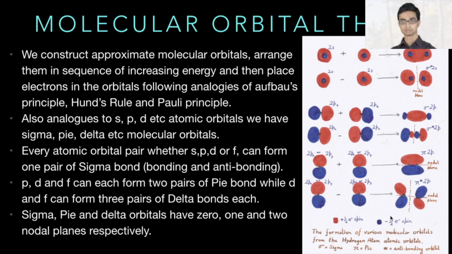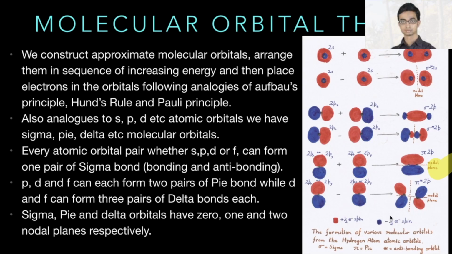Also, analogous to s, p, d, etc. atomic orbitals, we have sigma, pi, delta, etc. molecular orbitals. Whenever two atomic orbitals combine along the internuclear axis, a bonding and an antibonding sigma orbital is formed. And when two atomic orbitals perpendicular to the internuclear axis combine, a bonding and an antibonding pi orbital is formed. For example, s orbitals can only form sigma bonds, while p orbitals form one sigma bond and two pi bonds. Sigma, pi, and delta orbitals have 0, 1, and 2 nodal planes respectively.